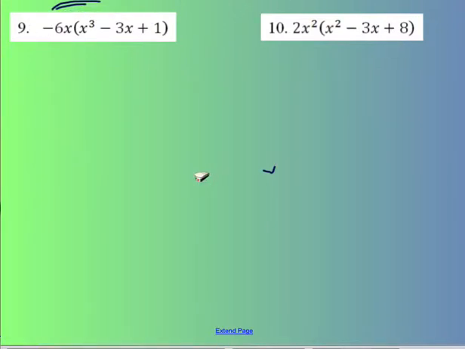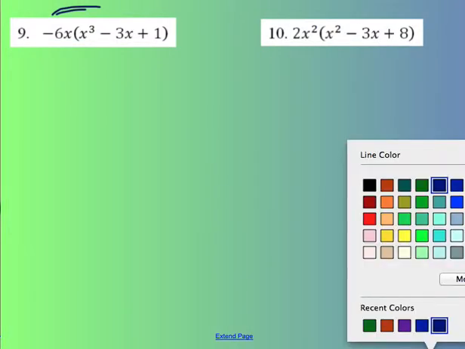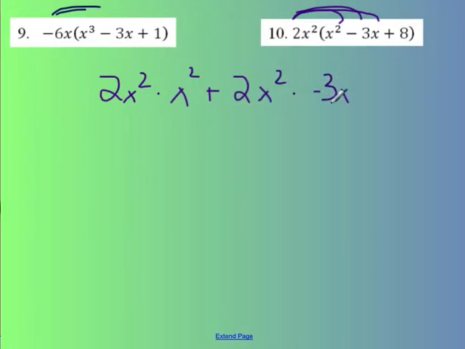Okay, so for number 10, what we want to do is first, we're going to take that 2x squared and distribute it in to each term. So we have 2x squared, and that's going to be times x squared. Plus, we're going to add the terms 2x squared times negative 3x when you take the sign with, plus 2x squared times 8. So I'm taking each of those terms and multiplying them by 2x squared.